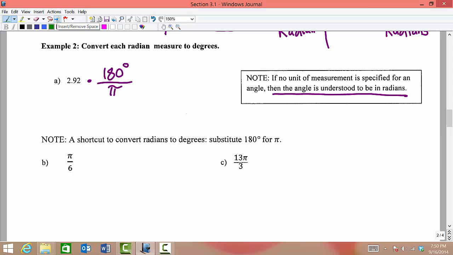And I am going to put that into my calculator. So I'm going to do 2.92 times 180 divided by pi, so this would be the exact. We're going to put that into our calculator, and the approximation will come out to be 167.3 degrees approximately.